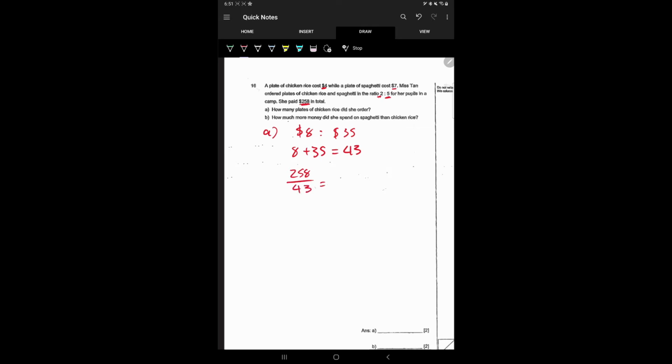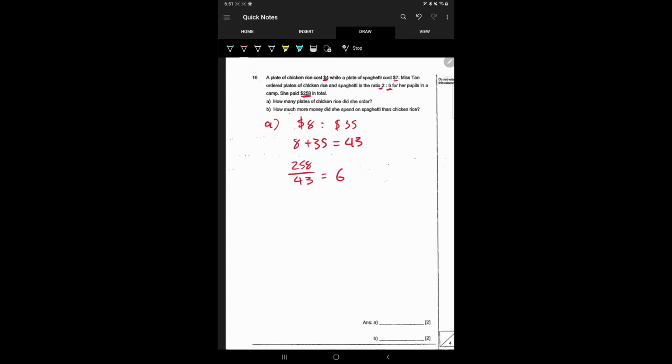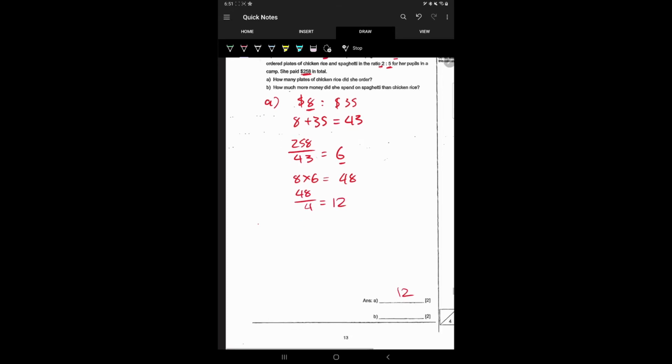So per unit is actually $6. So they ask how many plates of chicken rice did she order. So you know there's 8 units here, each unit is $6. So it's $48. Then each plate of chicken rice, you know, it costs $4. So it's 48 divided by 4, and it's 12 plates of chicken rice.